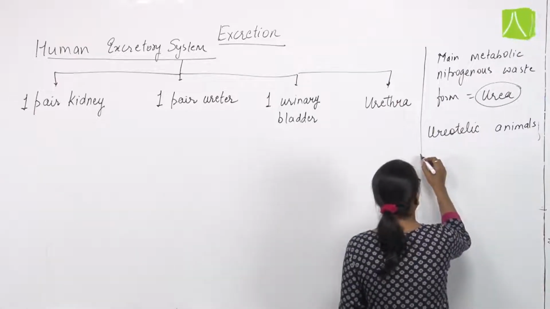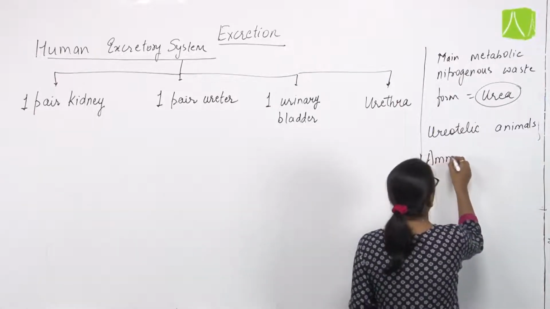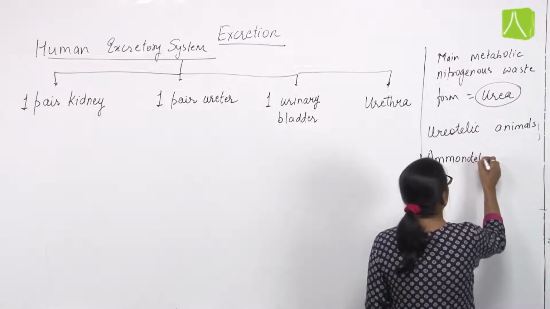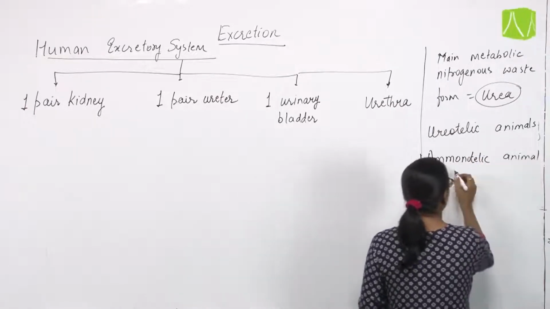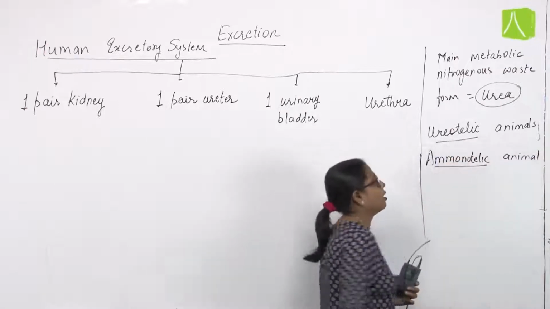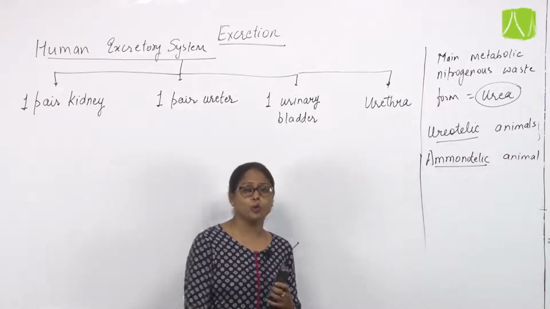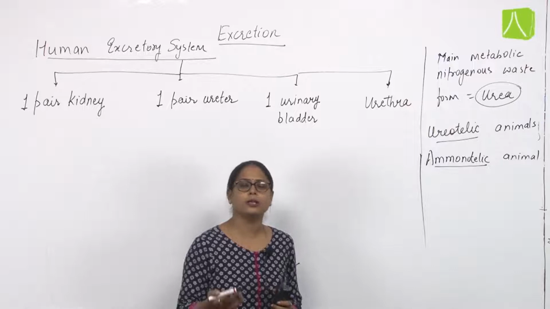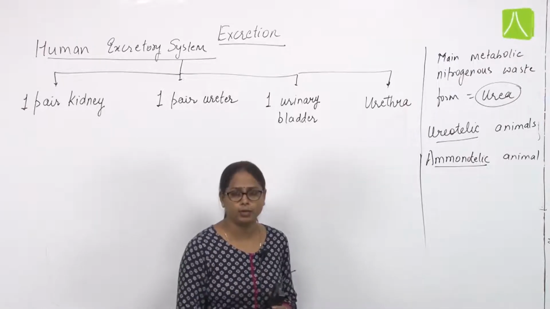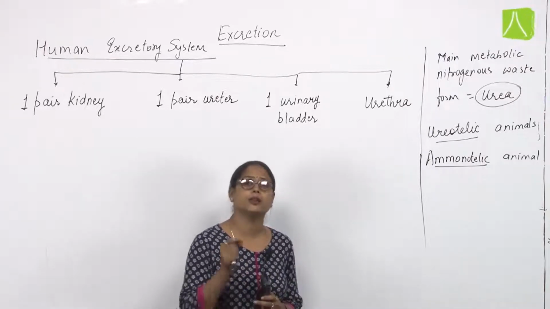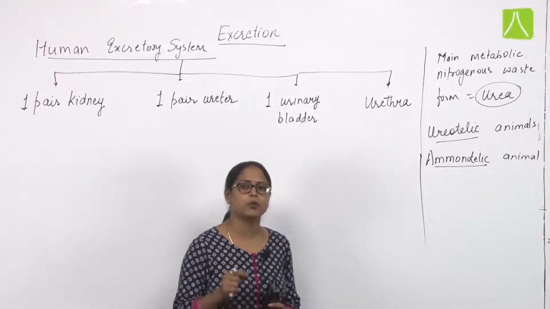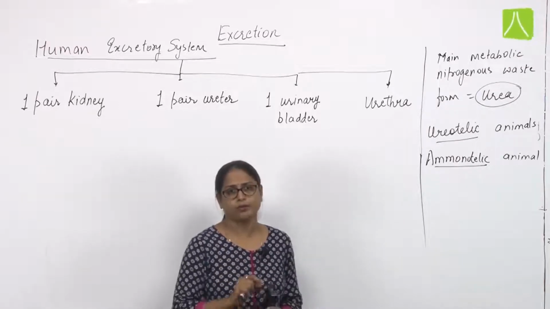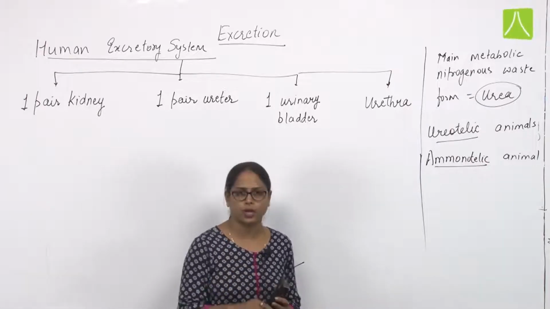Similarly, there are other types of animals, ammonotelic. In the previous lecture we discussed it. Ammonotelic animals excrete ammonia. But since ammonia needs more water to remove, ammonotelic animals are generally aquatic animals, as well as amphibians, but the young ones, that is tadpoles, excrete ammonia as their metabolic waste when they live in water. But when they live on land, they excrete urea.